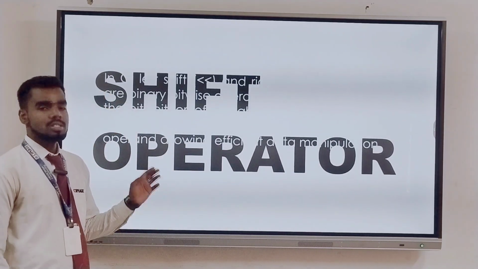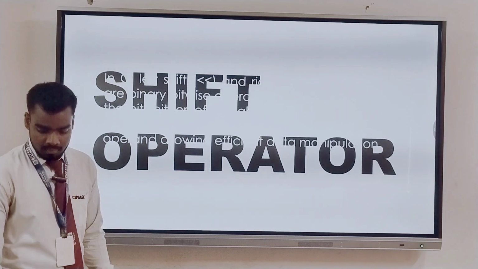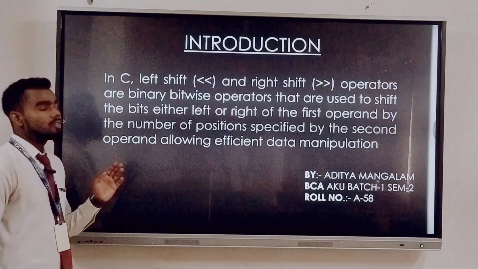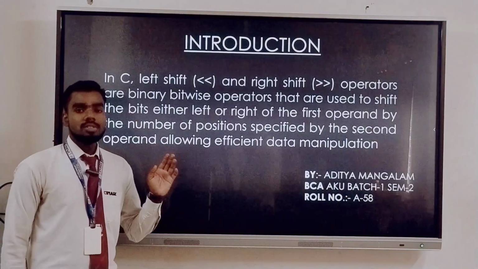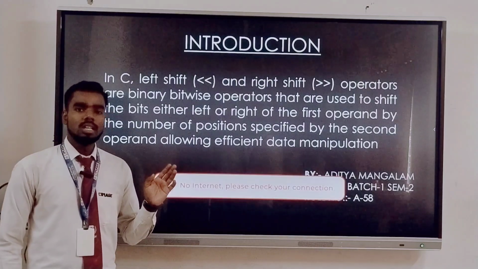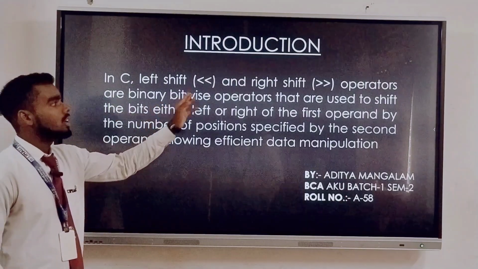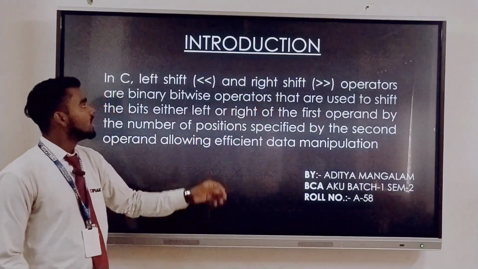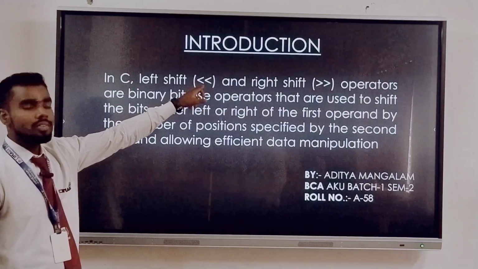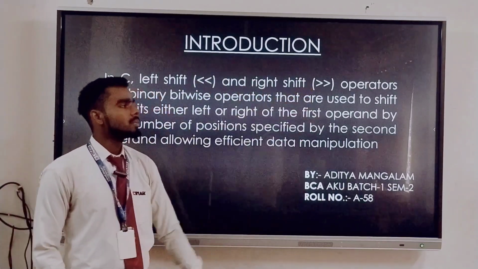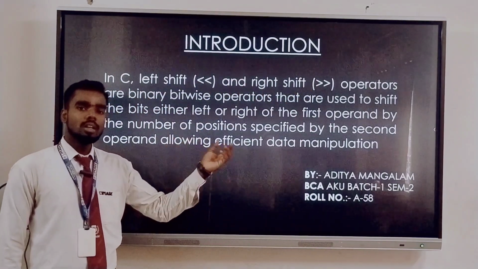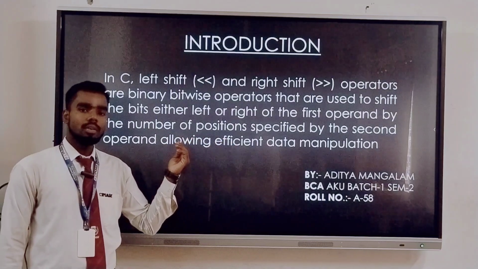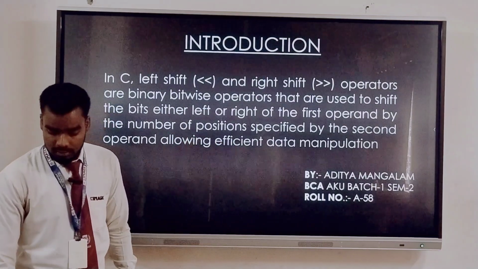Today I am discussing the topic shift operator in C programming language. So, what are shift operators? There are two types of shift operators available in C language. First is left shift and the other one is right shift. This is the symbol of the left shift operator and this is the symbol of the right shift operator. They are used to manipulate the bits of the value of a number.